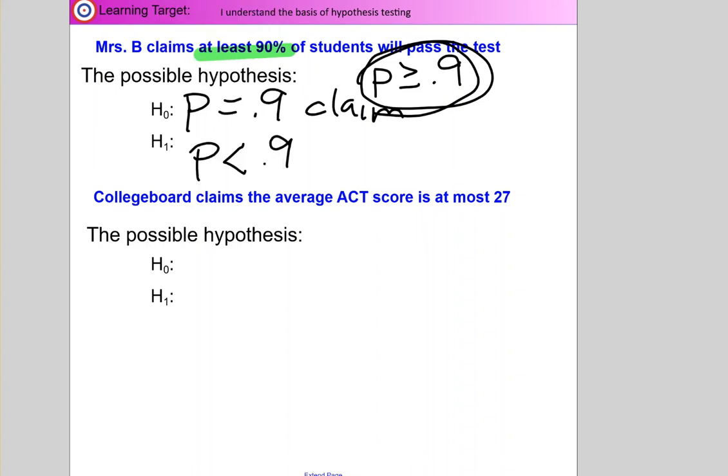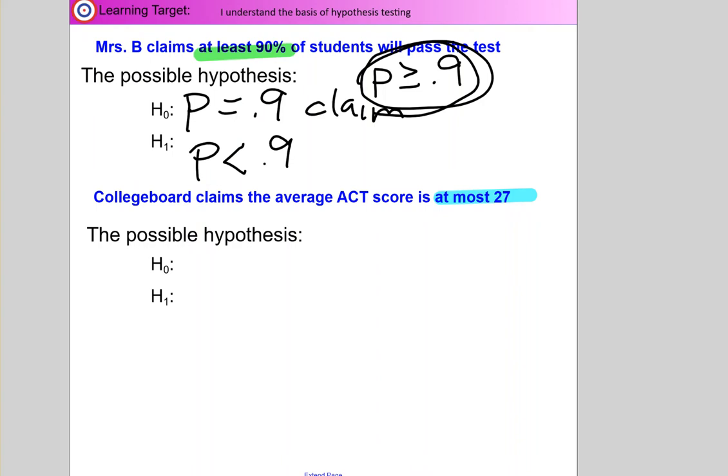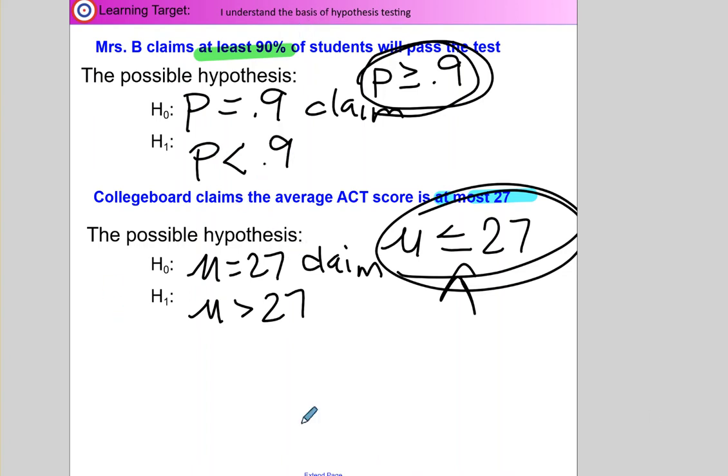All right, let's look at another example. So College Board claims the average ACT score is at most a 27. So at most is another form of equality. At most means 27 or lower. 27 is the highest value. And it's an average, so I should be using mu. Mu is going to be less than or equal to 27. Again, my claim has equality in it. So that means when I write this as mu equals 27, this is my claim. And then the opposite of that, if it's less than or equal to, would be that it's greater than 27.